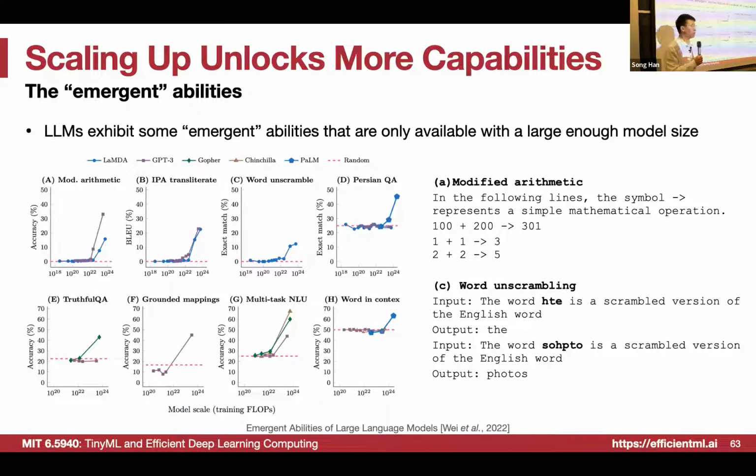This is another interesting problem, word unscrambling. Like the word HTE is a scrambled version of the English word the. If you rotate the sequence, this is the word the. Or if you want to unscramble HPTO, it's actually photos. We want the large language model to do such tasks, but it's only possible when the training FLOPs is greater than about 10 to the power of 22. So LLMs exhibit such emergent abilities that are only available with large enough model size.